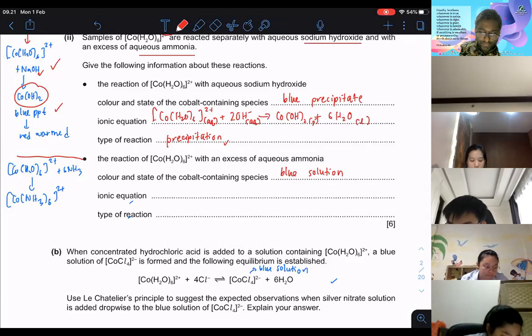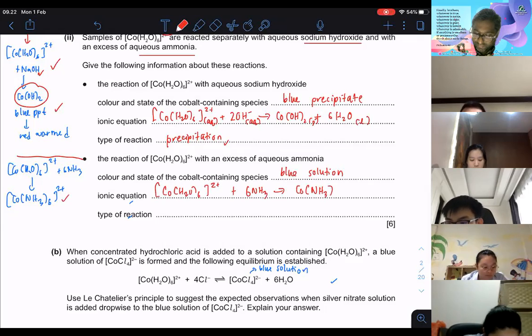And then the ionic equation is going to be something like this: 6 ammonia, you are going to get cobalt. Now, Jody, can you tell me what is going to be the charge? You can see here, why is it going to be 2 plus? Why is it not going to be neutral, Jody?